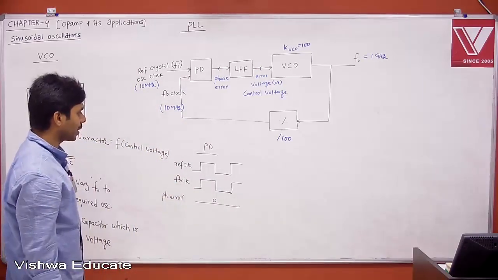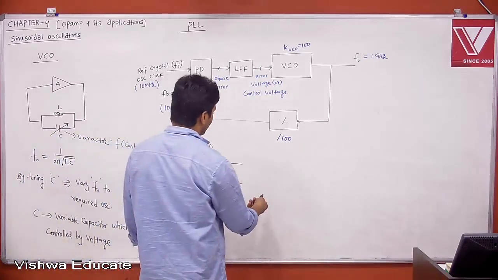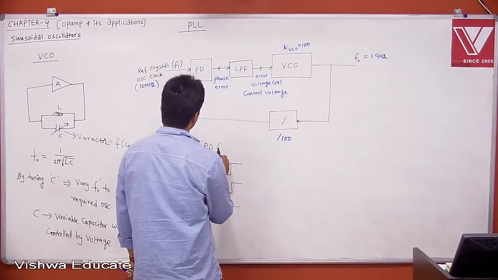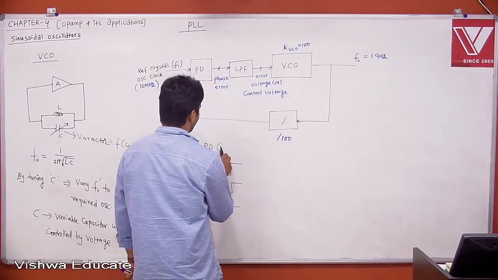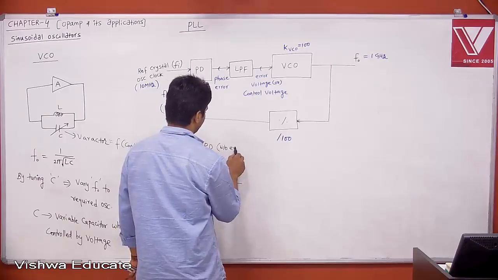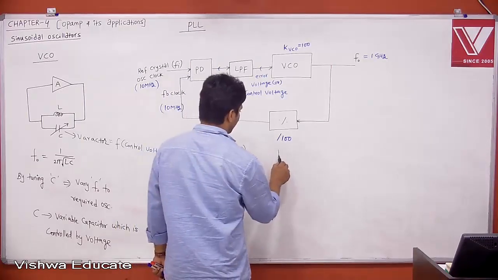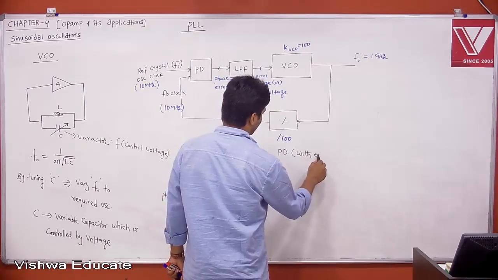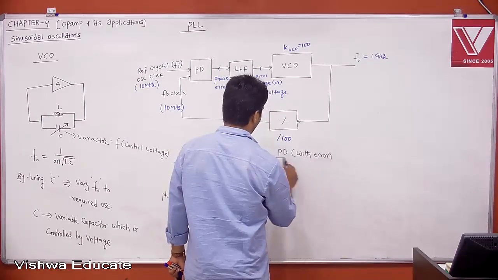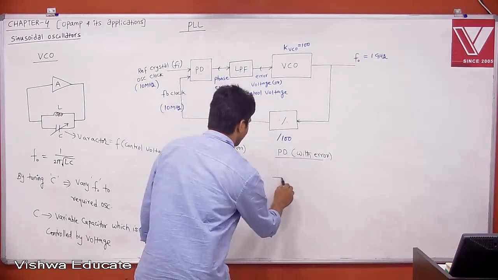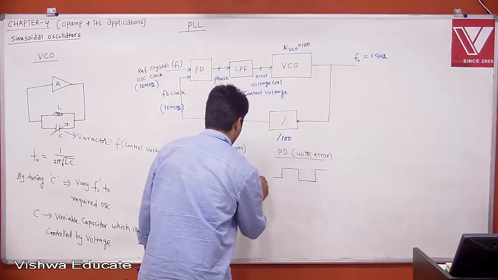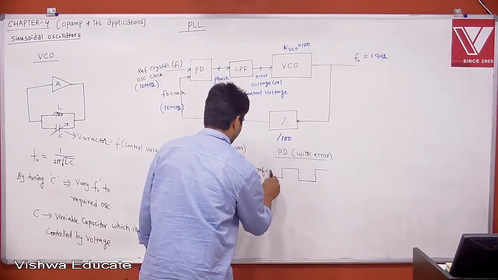There is no error. But now if there is any error, you know, this is the phase detector without error. Now if you take the phase detector with error, that is nothing but your correction. That is having some correction. Let us say this is your reference clock.